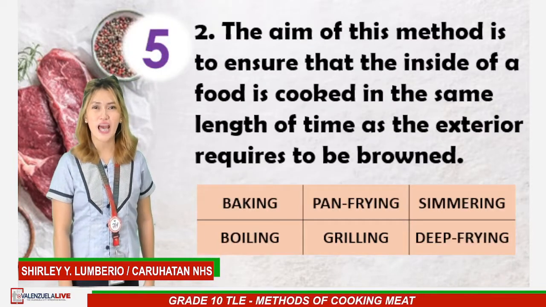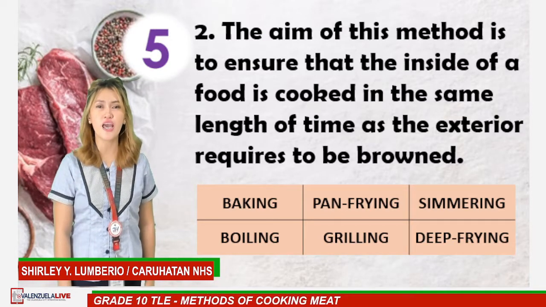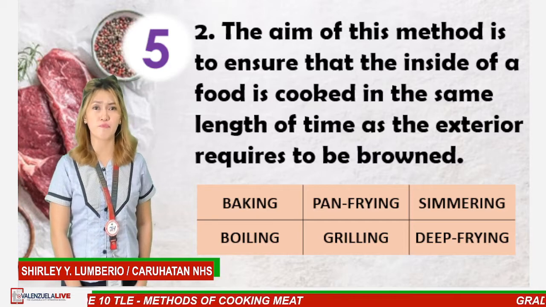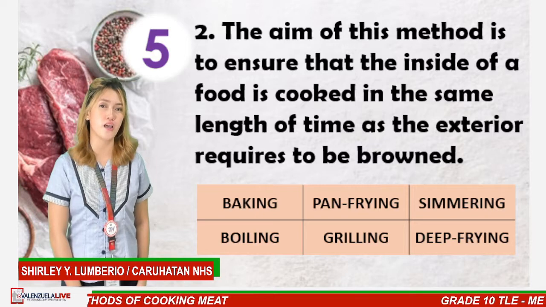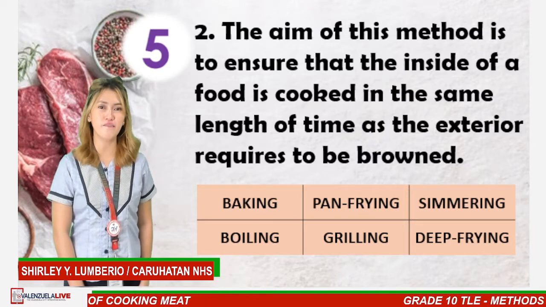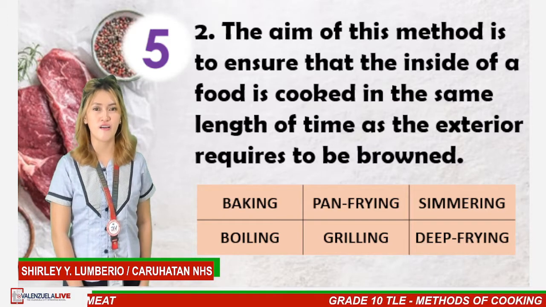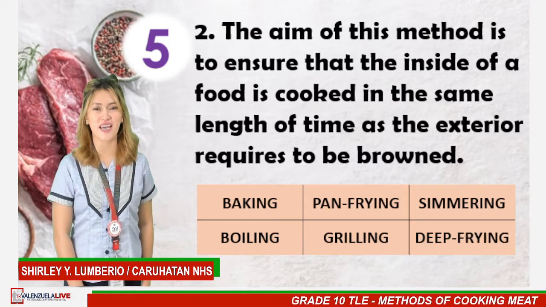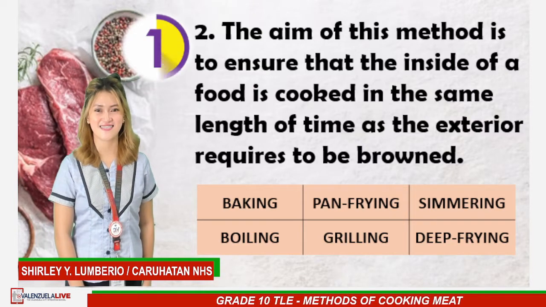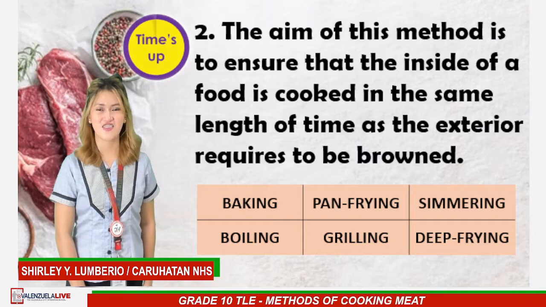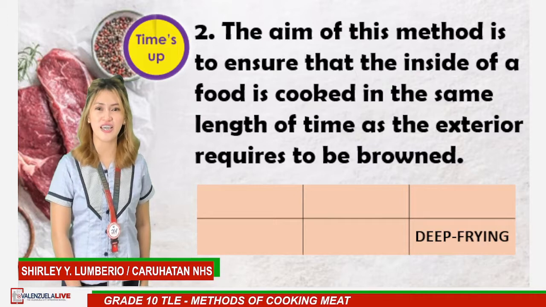Number 2. The aim of this method is to ensure that the inside of a food is cooked in the same length of time as the exterior requires to be brown. Is it baking, boiling, pan frying, grilling, simmering, or deep frying? Key in your answer for 5 seconds. Time is up. The correct answer is deep frying.